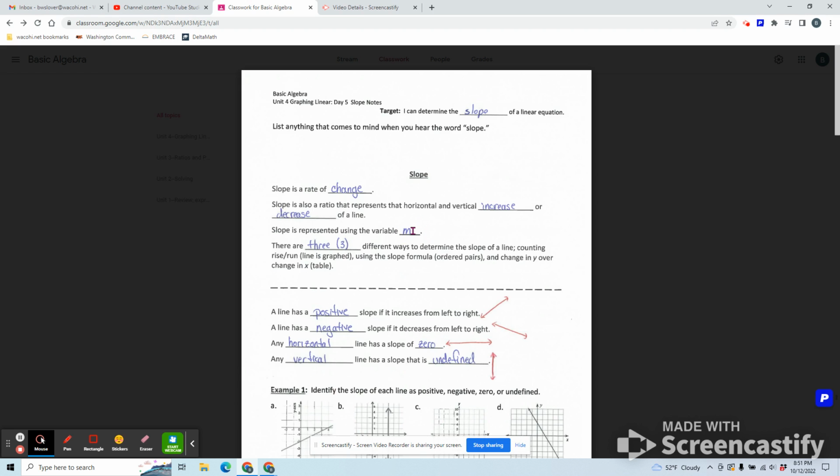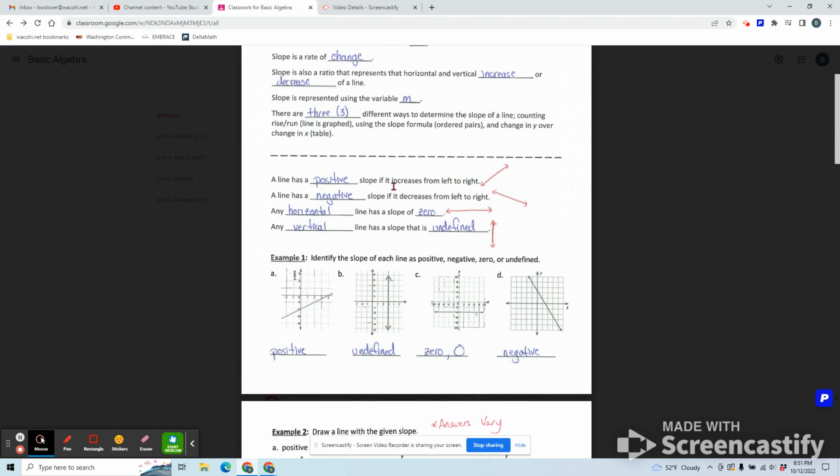And there are three different ways to determine the slope of a line: counting, rise over run, which is what we're going to focus on today, and then tomorrow we're going to focus on using the slope formula if you have ordered pairs, and if you have a table, we're going to focus on the change in y over the change in x. So first let's talk about slope.